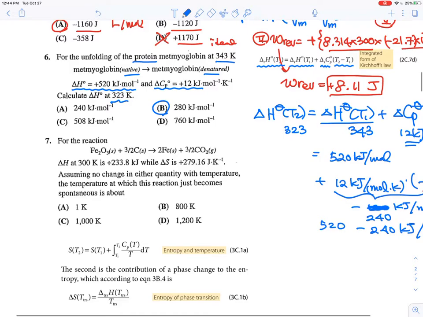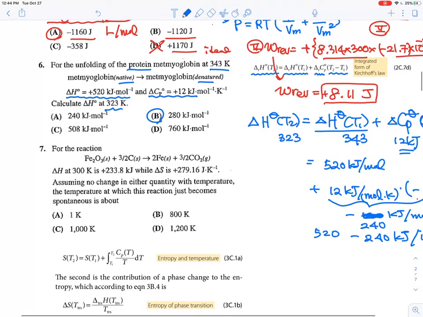Okay, number 3, this third one, is essentially asking us to calculate this. And for this, I guess it is the iron oxide reduction using coke or a carbon source to make CO2 gas, and then we can reduce the iron. This is what's happening in the steel plant when they turn rust into iron. The delta H at 300 Kelvin is such and such, and the delta S is such and such. So assuming no change in either quantity with temperature, at which temperature does the reaction just become spontaneous?